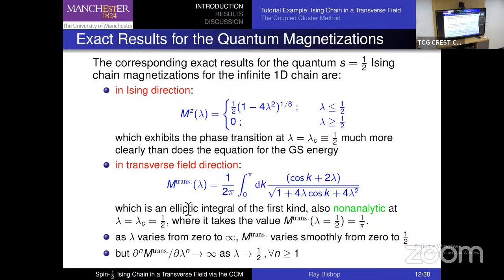Yeah, but it's continuous here because precisely at the same point, the numerator goes to zero. So it's non-analytic, but it's finite at lambda equals a half, but every derivative is infinite at lambda equals a half. It's very easy to see. Just start differentiating. It's very easy to calculate this at lambda equals 1/2. This integral just becomes, I think, 1 upon pi. It's a trivial integral. You can do it.